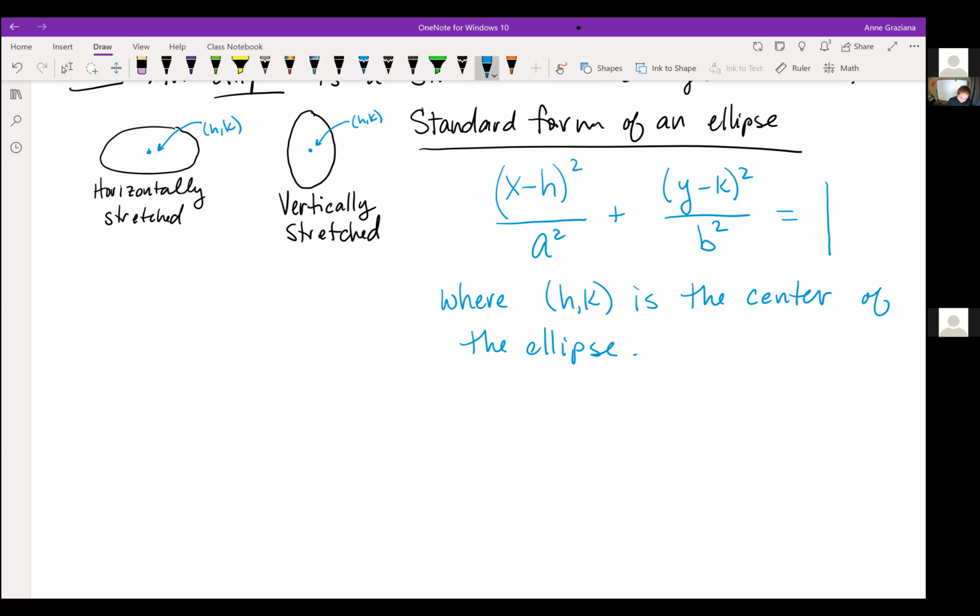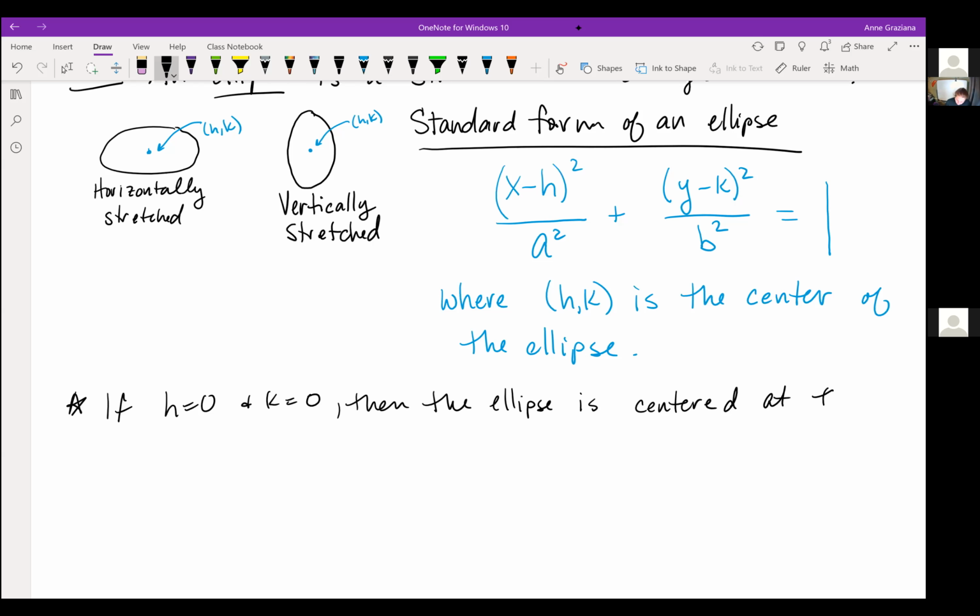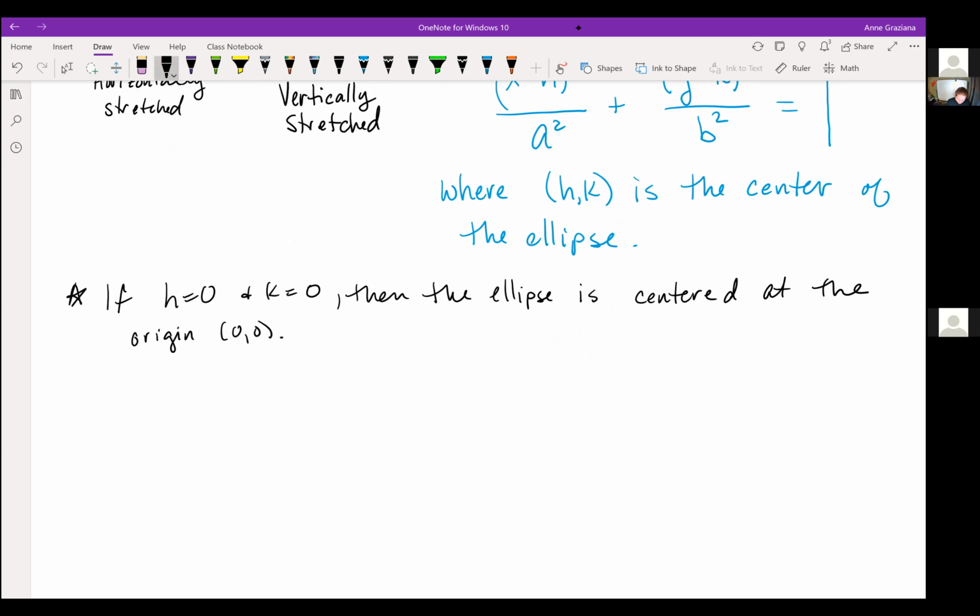So if, let's switch back. If h equals 0 and k equals 0, then the ellipse is centered at the origin, 0 comma 0. So let me just show you a quick picture of that, like this, centered here. Okay, right in the middle.